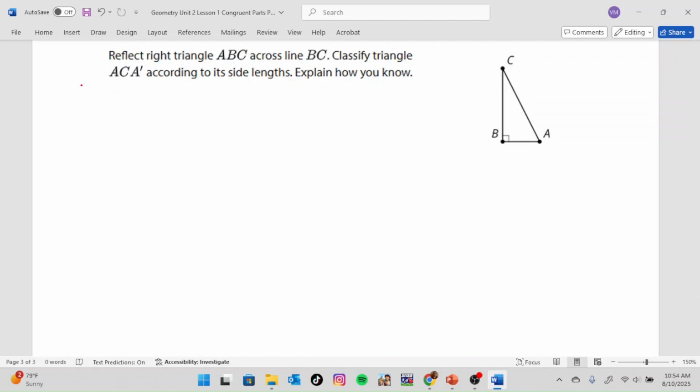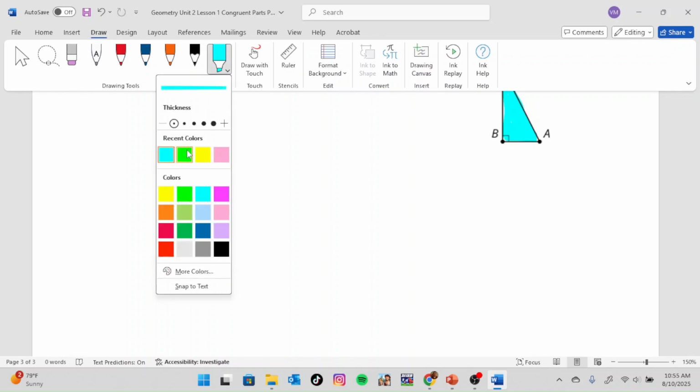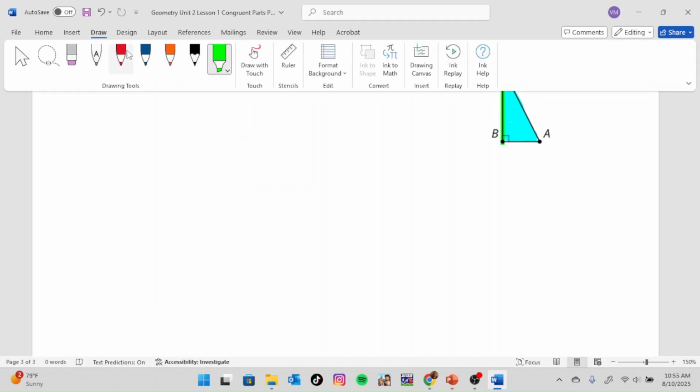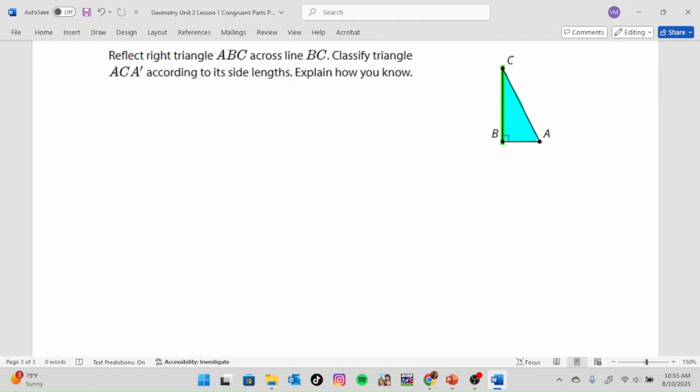Reflect right triangle ABC. So we're talking about this triangle they're giving us right here. They want us to reflect it across line BC, which is this line right here. So if we do that, then point A is going to reflect across B and become A prime. And now I have this triangle, A prime B C.